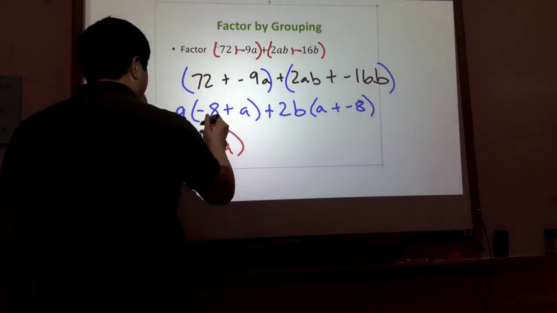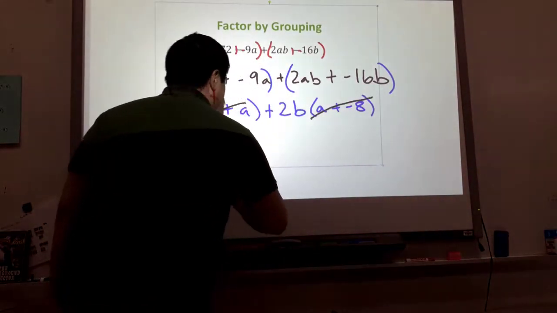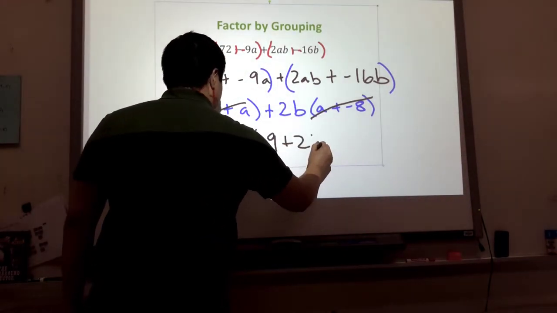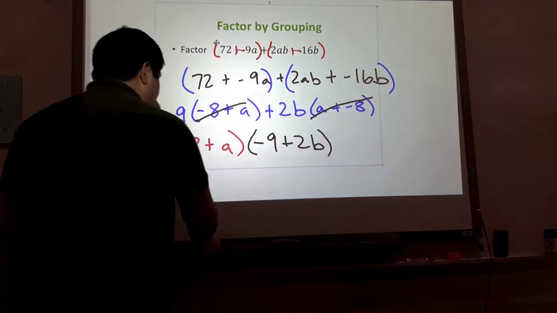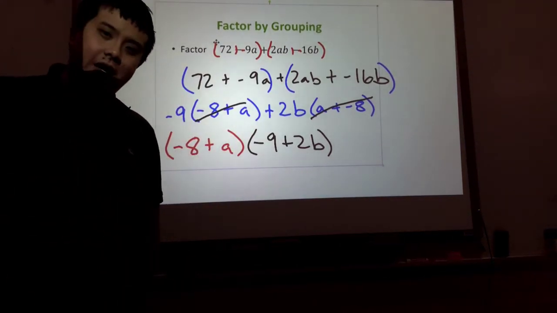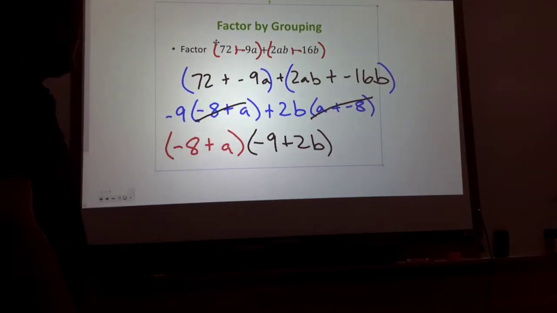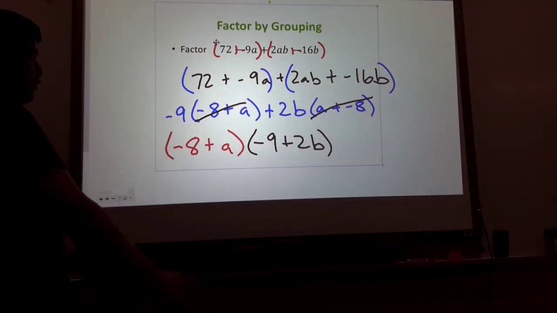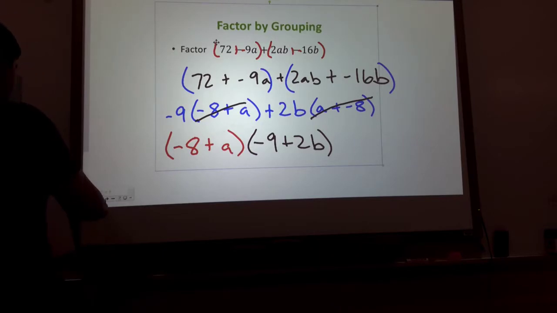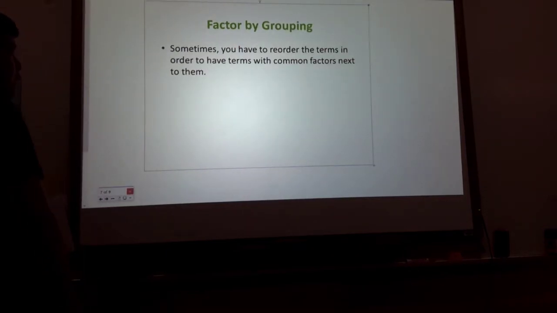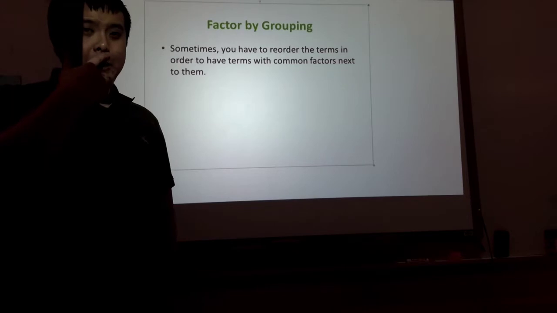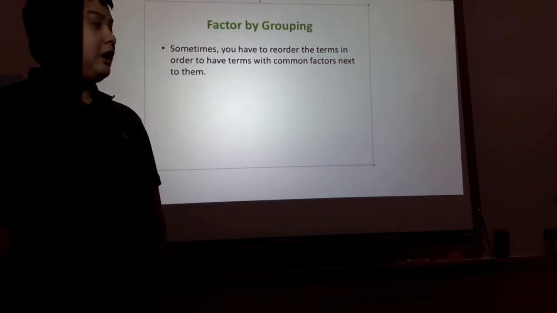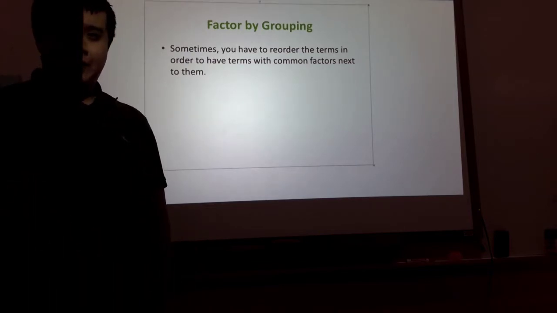And we're left with, after we've factored out that binomial, negative 9 plus 2b. Neither one of these binomials has any common factors between them. Right here and right here, no common factors, so therefore we are done. Sometimes you have to reorder the terms in order to be able to do factoring by grouping.